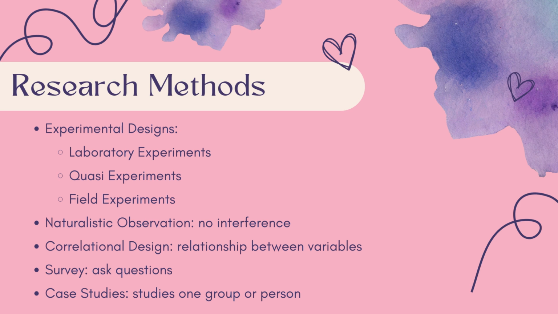The next type of research method is a naturalistic observation, which means observing the subject in their natural environment without interfering. There is also correlation designs, which studies a relationship between variables, and surveys, which ask different individuals questions about a certain topic. Lastly, there are case studies, which are detailed, in-depth studies of only one person or group.